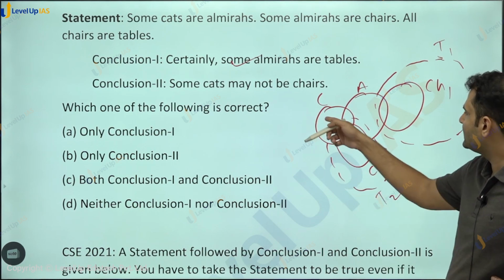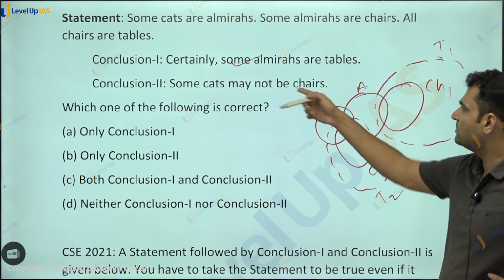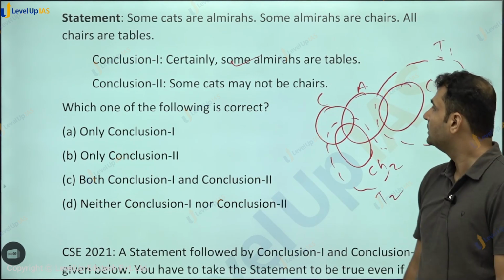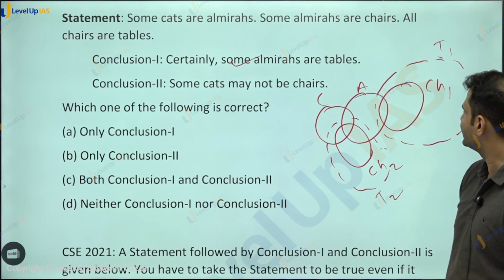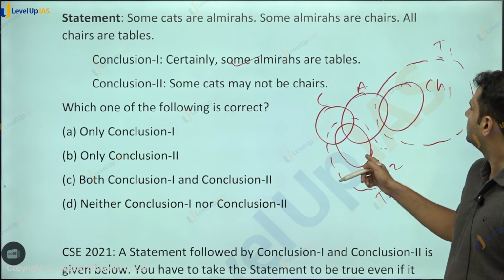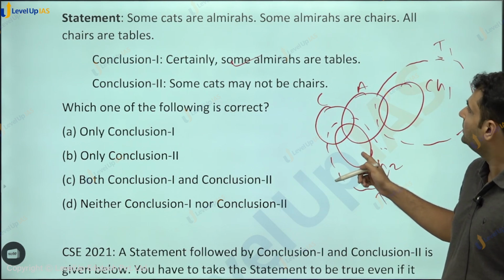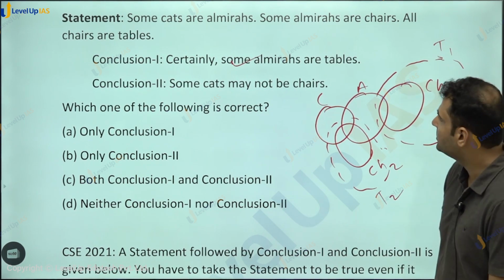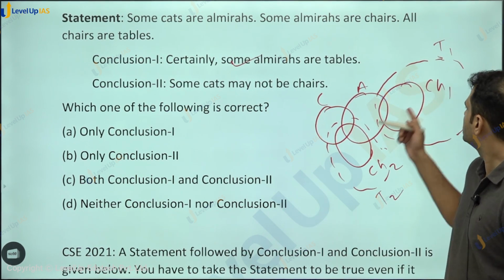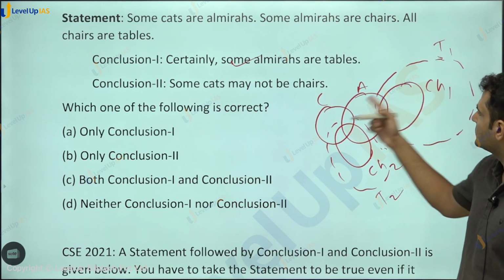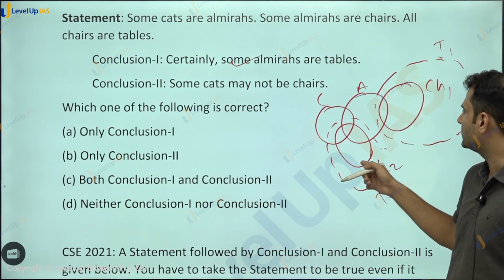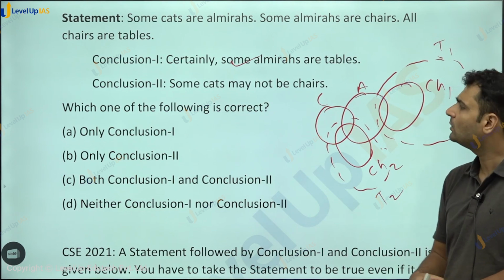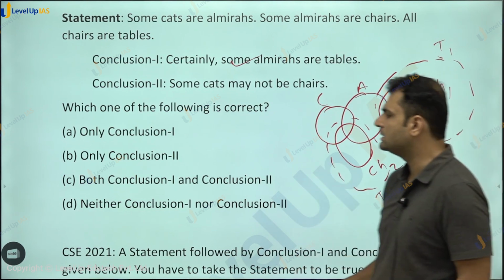Some cats may not be chairs. Yes, some cats may be chairs, some cats may not be chairs. Can it happen that all of them are intersecting? Some cats may not be chairs. This is the first case of chair. Some cats are not chairs. This is the second case of chair. Some cats are not chairs. In both the cases, the statement holds. So B is also correct. So answer is C.